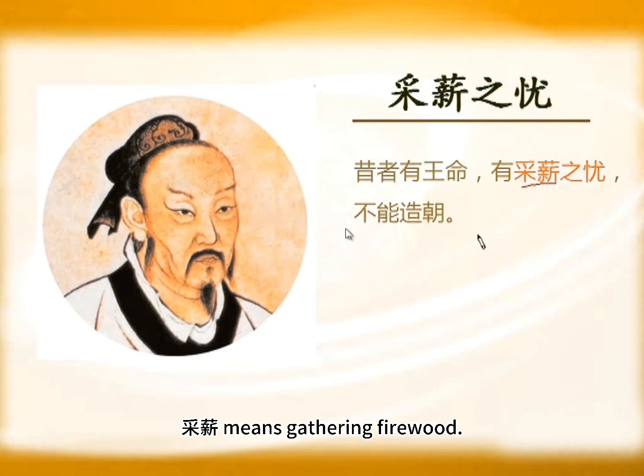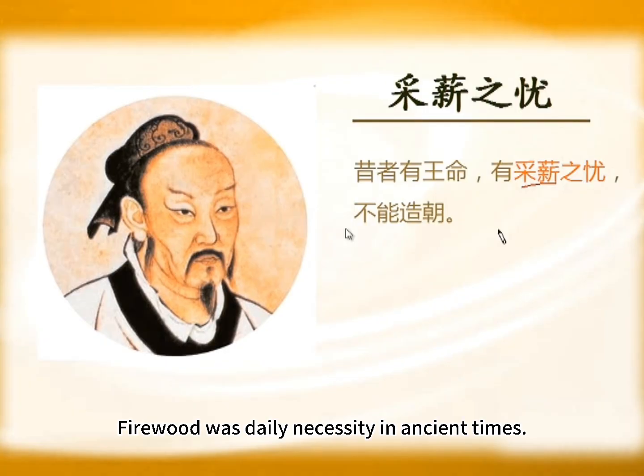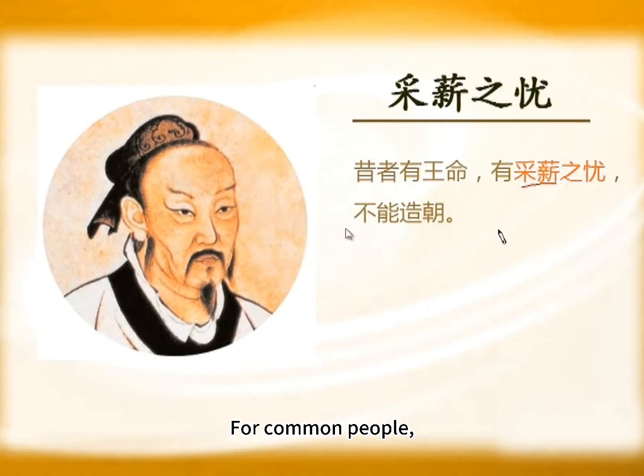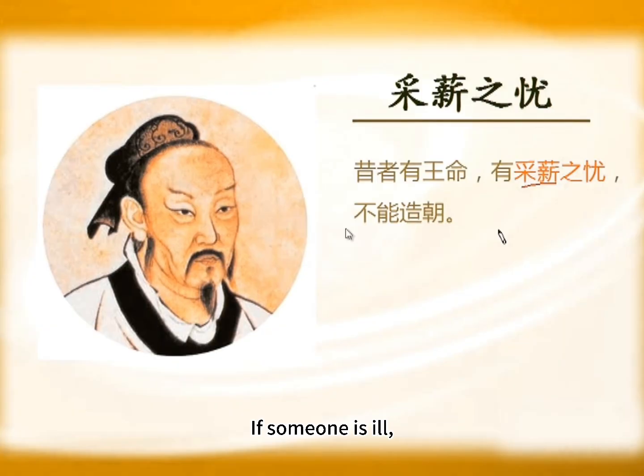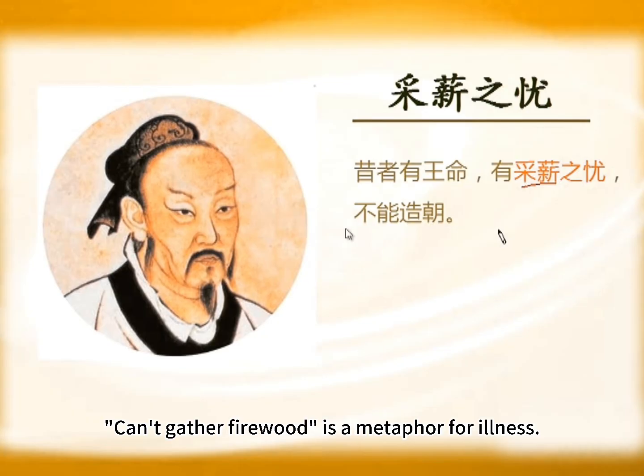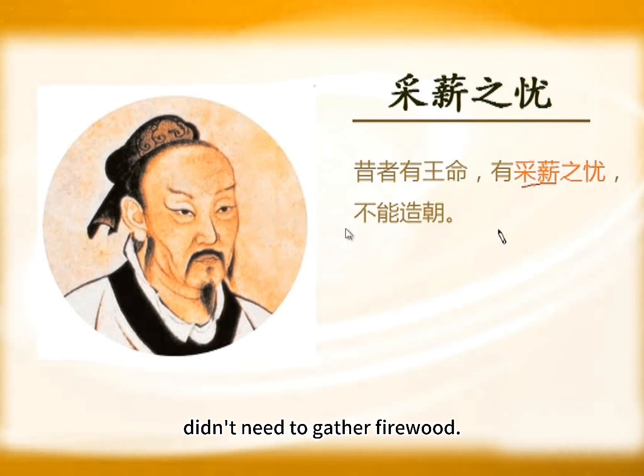采薪 means gathering firewood. 采薪之忧 means being unable to gather firewood. How is that related to illness? Firewood was a daily necessity in ancient times for common people. Gathering firewood was the most important daily activity. If someone is ill, they cannot gather firewood. Not being able to gather firewood is a metaphor for illness. Actually, Mencius was a scholar official of high status and didn't need to gather firewood. Here gathering firewood just represents daily activities.